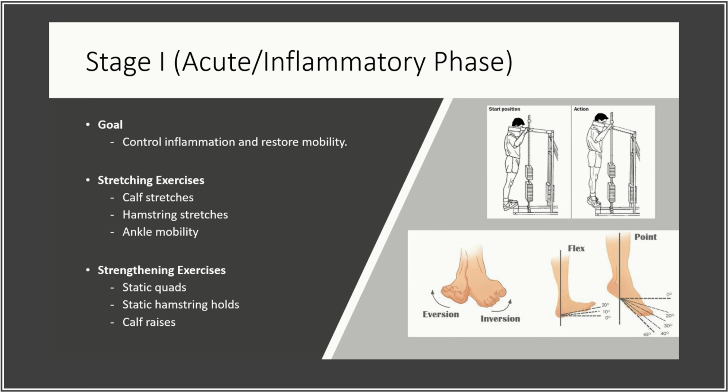Next, we'll be talking about the rehab program, which includes 4 stages. The first stage is stage 1, which is the acute and inflammatory phase. The goal of this stage is to control inflammation and restore mobility. There are 2 types of exercises in order to achieve this goal, and that is the stretching exercises and strengthening exercises. Stretching exercises include calf stretches, hamstring stretches, and ankle mobility, and strengthening exercises include static quads, static hamstring holds, and calf raises.